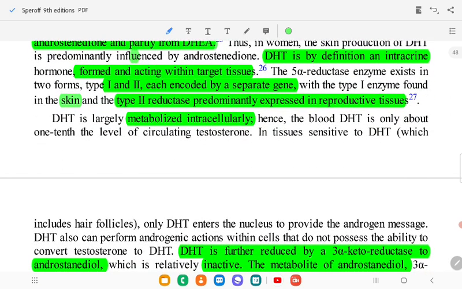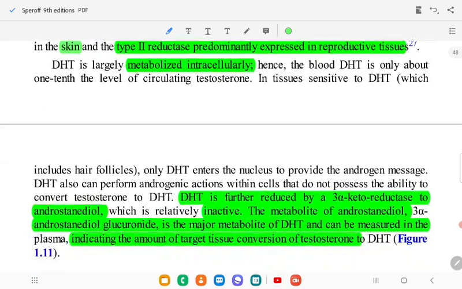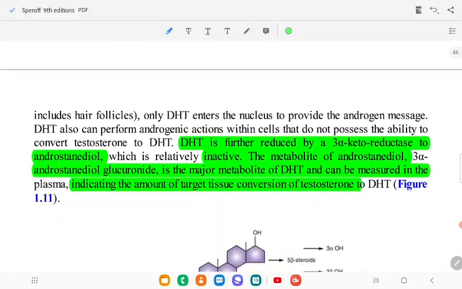DHT is largely metabolized intracellularly. The blood DHT is only about 1/10 of the level of the circulating testosterone. In tissue sensitive to DHT, like hair follicle, only DHT enters the nucleus to provide the androgen message. DHT also can perform androgenic action within cells that don't possess the ability to convert testosterone to DHT.